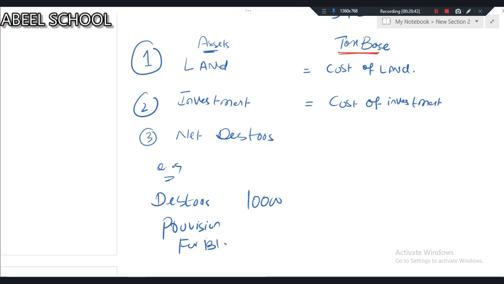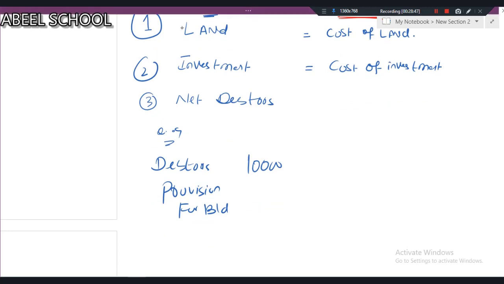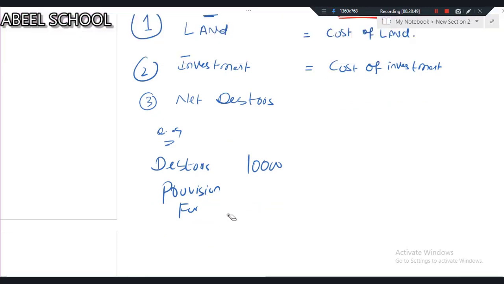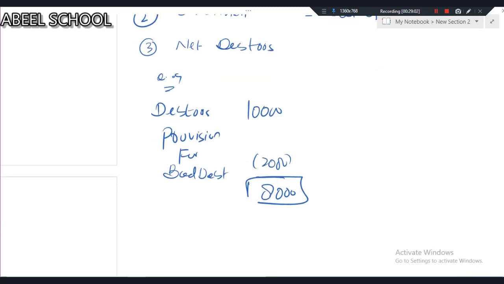Provision for bad debt. Let me write it properly. Assuming the provision for bad debt is 2,000, in the SOFP you will be representing 8,000. So the carrying amount of the debtors which comes in the SOFP will be 8,000.